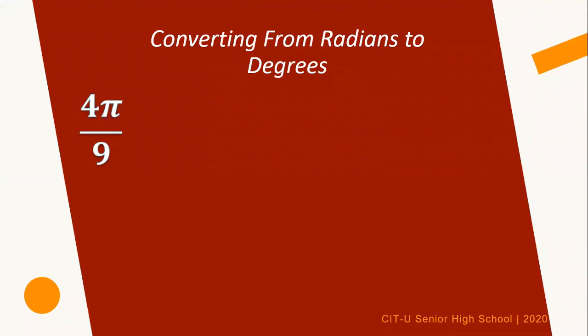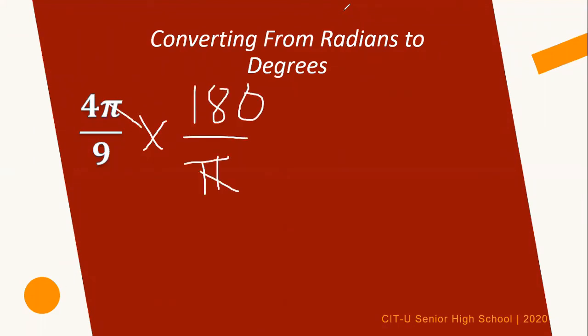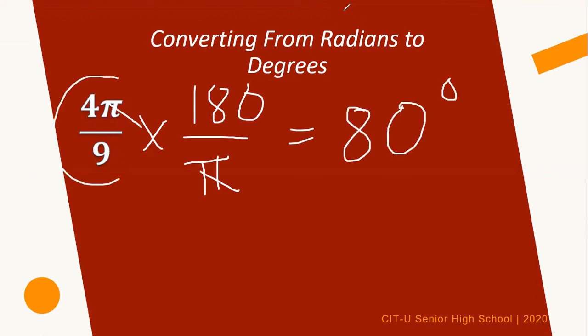Our last example is 4 pi over 9. Same rule again. We just have to multiply this by 180 over pi, cancel pi, and do the math. This would give us 80 degrees. Therefore, 4 pi over 9 is equal to 80 degrees.